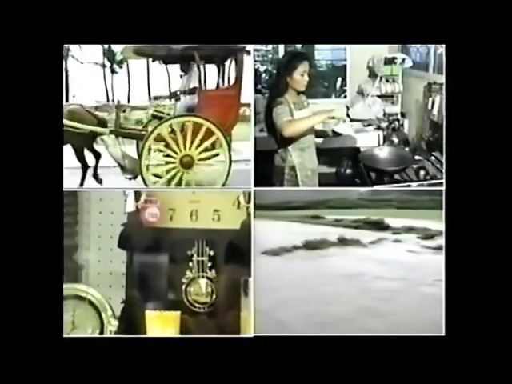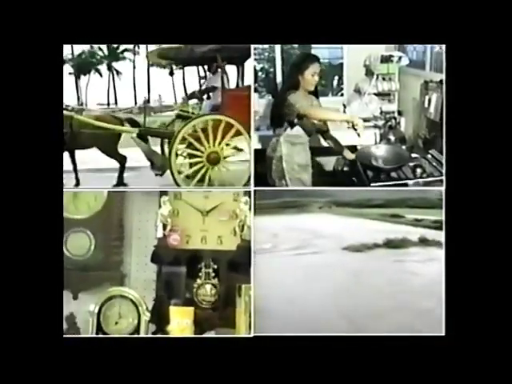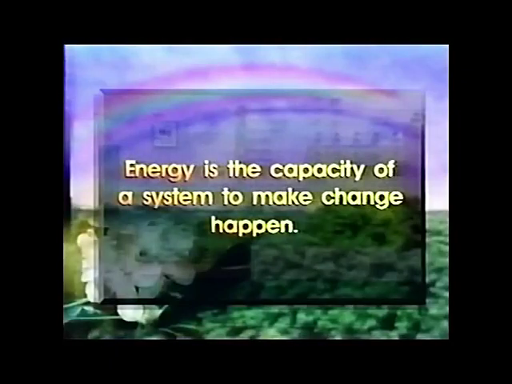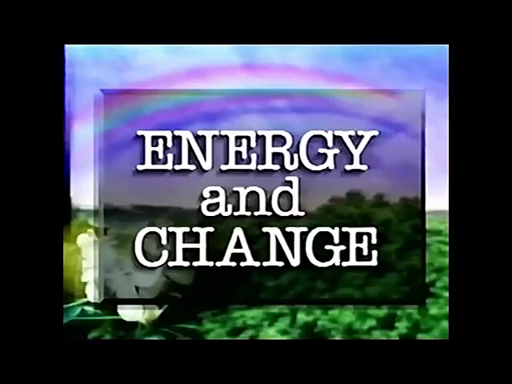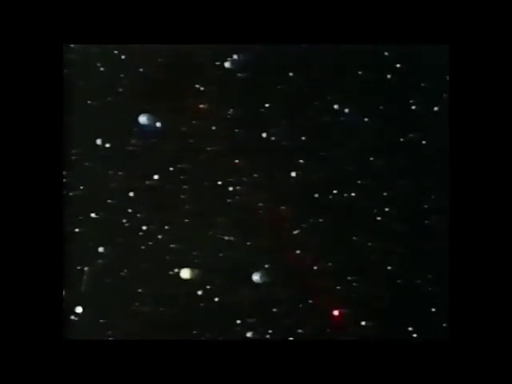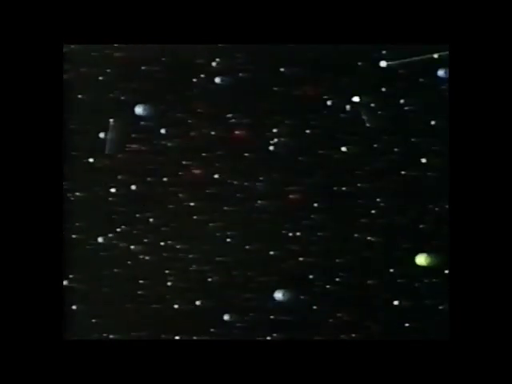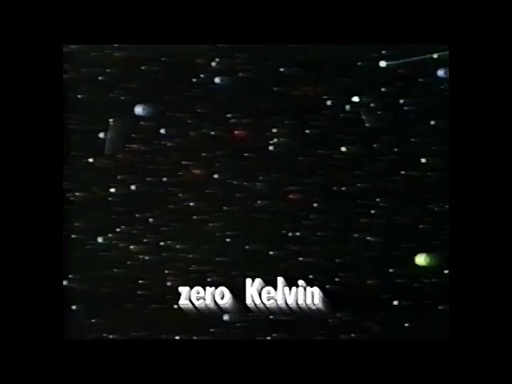To move, they must have energy. Without energy, a given system cannot undergo a change. Energy is defined as the capacity of a system to make change take place. If the particles in a substance were immobile, no energy would be available to effect change. In theory, this would take place at 0 Kelvin.